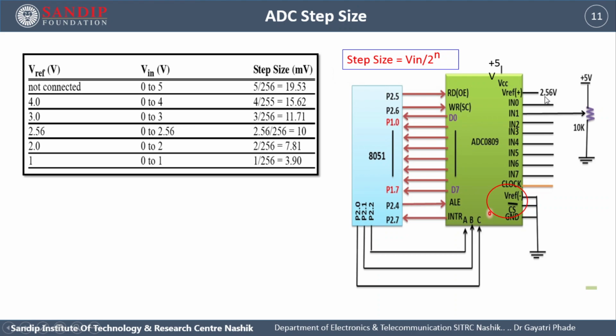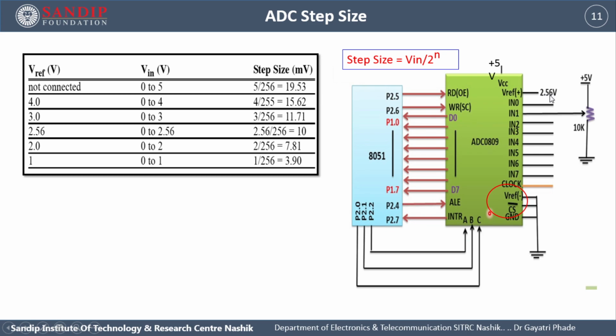If V reference is not connected, by default it is connected to the 5 volt supply. So when V reference is not connected to any voltage source, V in will be in the range of 0 to VCC, whatever VCC we are giving, but normally VCC is 5 volt here, so the input will be within the range 0 to 5 volt. And how is the step size calculated? V in divided by 2 raised to n, for this 8 bit ADC 2 raised to 8 will give 256. So 5 upon 256 will be 19.53 millivolt.